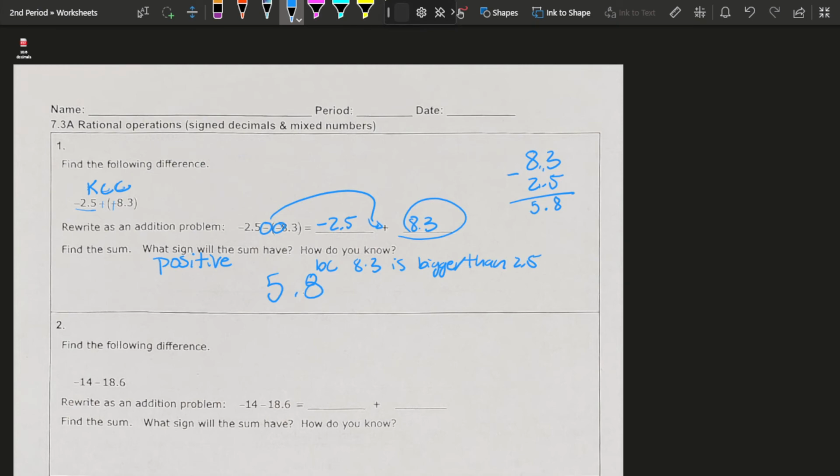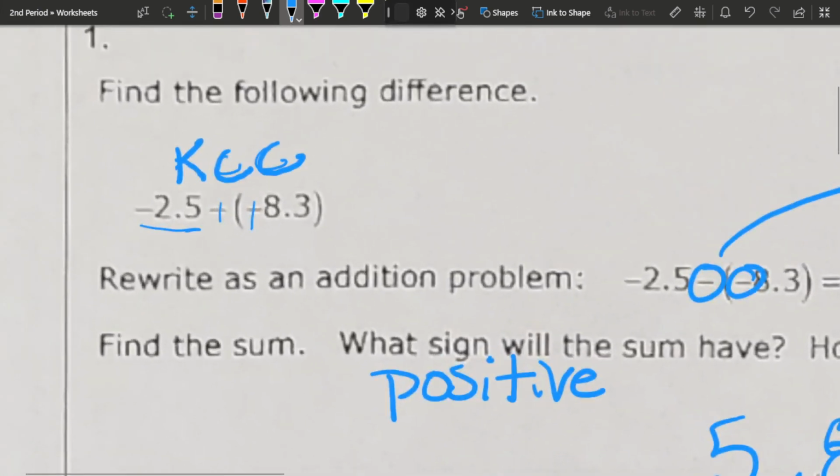Again, we're using the keep, change, change method. We're going to keep the first one the way it is. We're going to change either the subtraction or the addition to the opposite. And we're going to change the second one to the opposite as well.